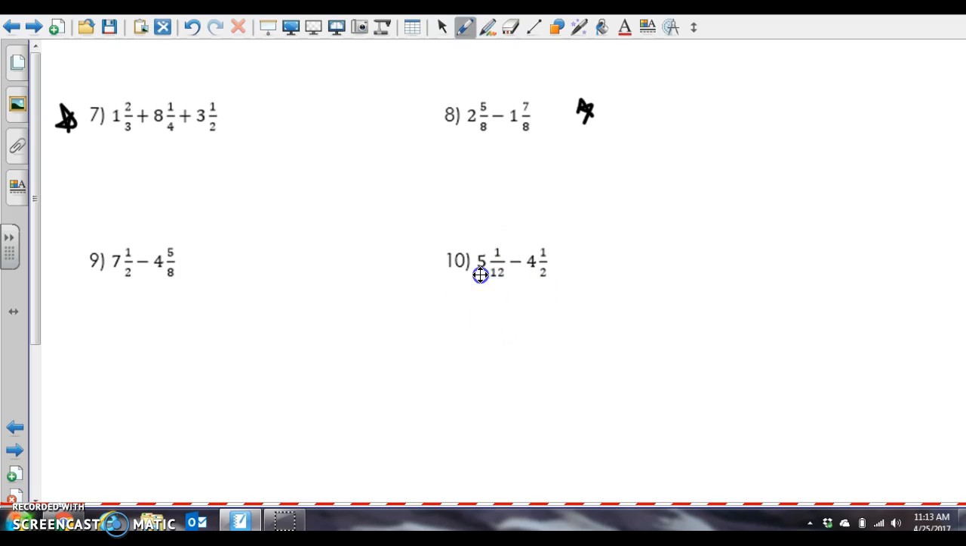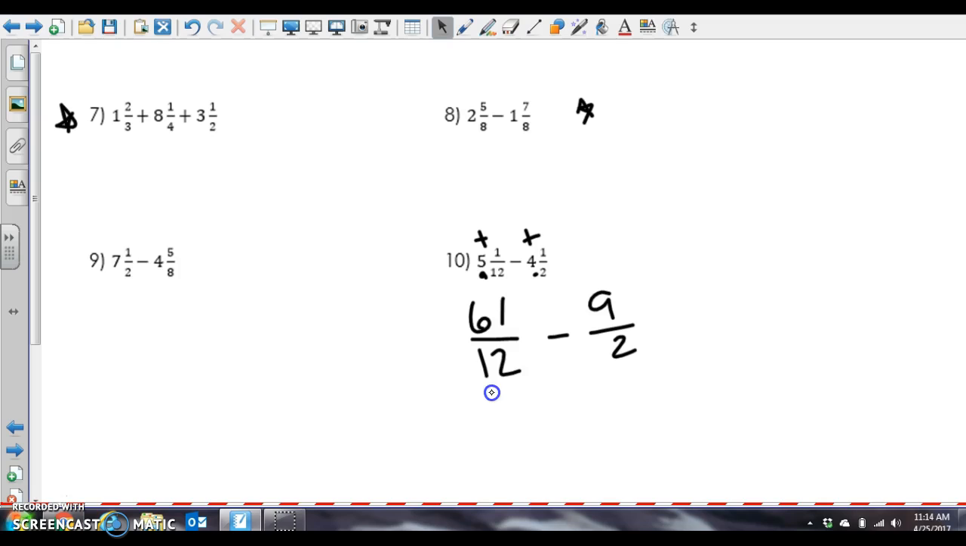So on number 10, you multiply 5 times 12, and then you add the number on top. So 12 times 5 is 60 plus 1 is 61. Keep the denominator of 12. Basically, the 5 gets incorporated in the top of the numerator. 2 times 4 is 8 plus the 1 is 9. So minus 9 over 2.